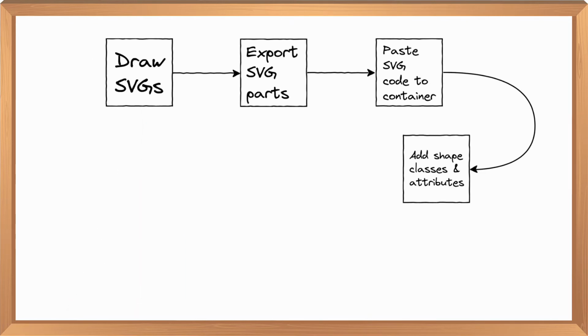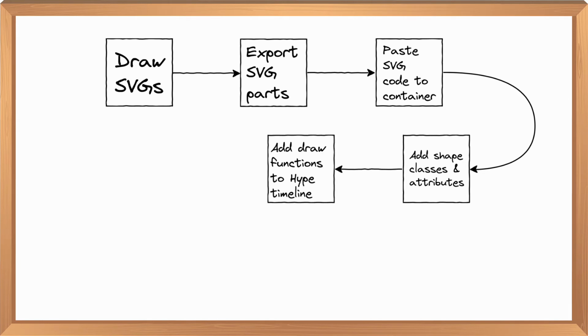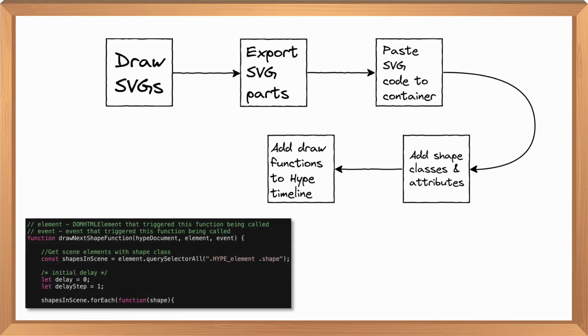The next step in our workflow is to add actions to the Hype timeline that specify when we want each line animation to begin. These timeline actions will call a JavaScript function called drawNextShape. That function is already nested inside our code example, so you don't need to worry about creating it. This function loops over all the elements in the scene with the shape class and determines which is next in line to be drawn based on the drawOrder attribute.